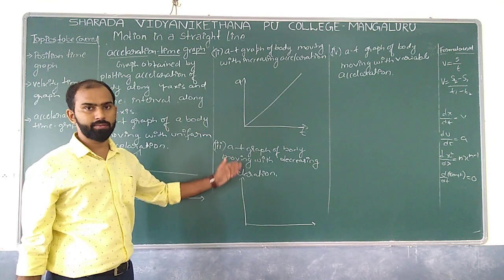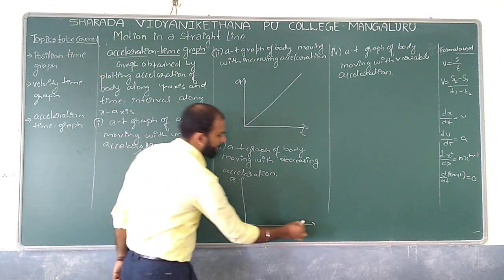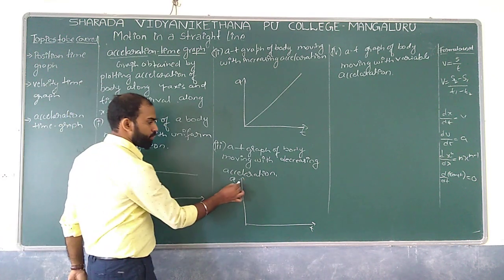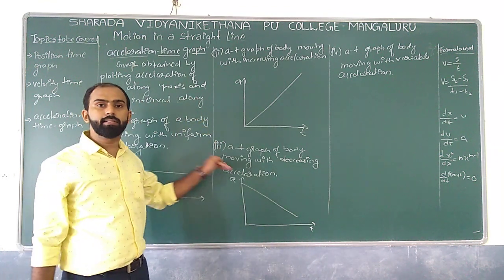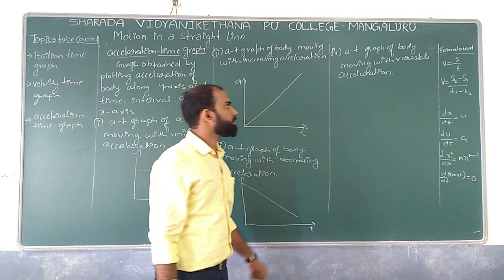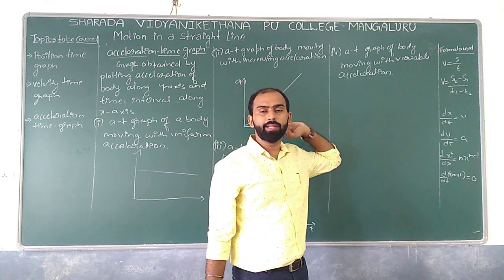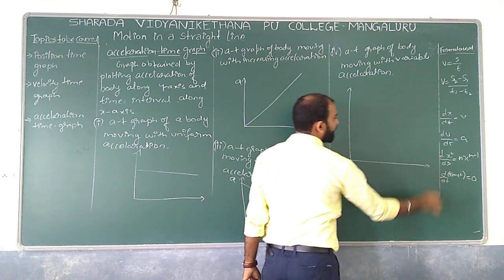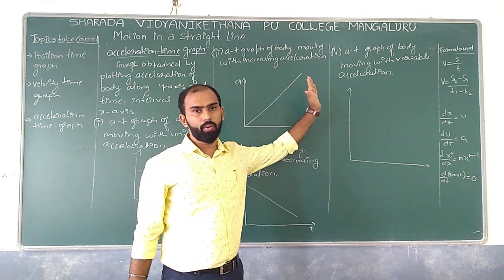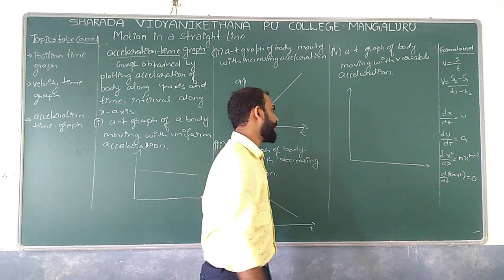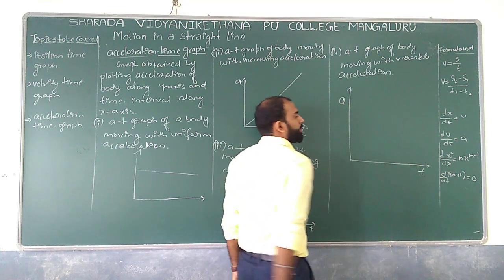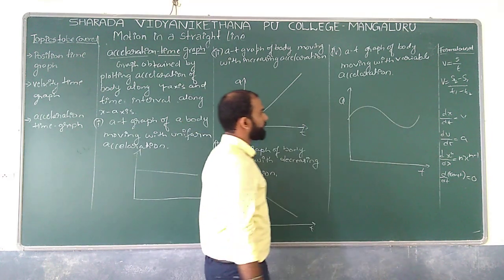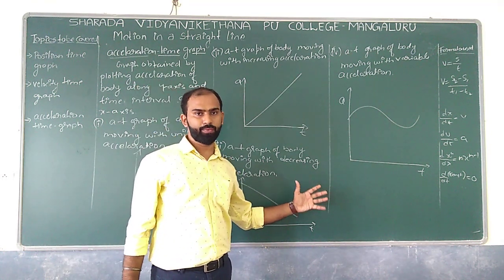Now on the y-axis we take A, and on the x-axis we take t. If it is moving with decreasing acceleration, it looks somewhat like this. This is the way of writing decreasing acceleration. And the next one: if it is moving with a variable acceleration, how to get this? It looks somewhat like this. On the y-axis we have acceleration, on the x-axis we have time. So A versus T, if it is moving with variable acceleration, looks somewhat like this.